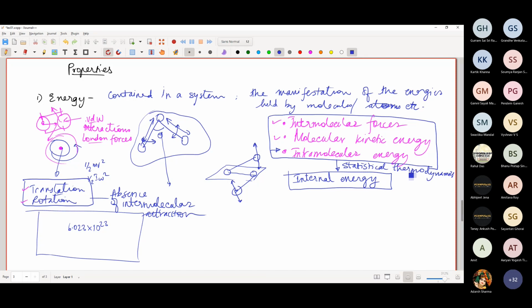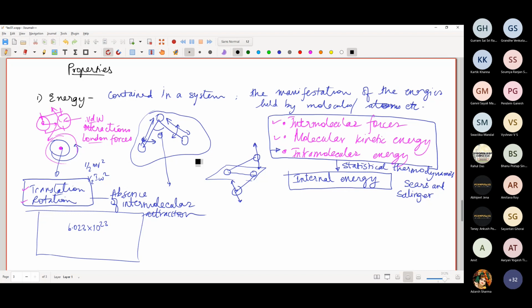And there are some good books, Sears and Salinger. I'll just mention one of them. Those of you who are inclined towards good old physics.